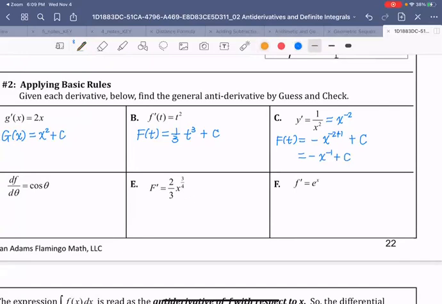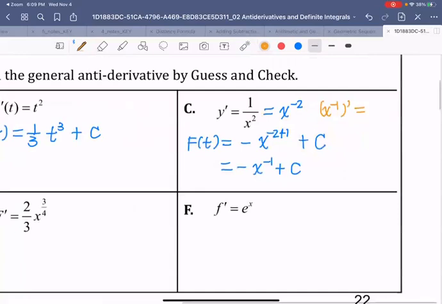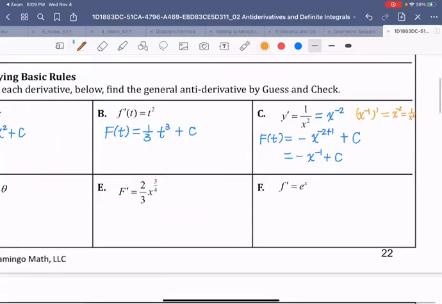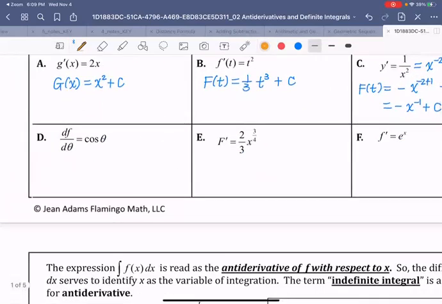We definitely can check. The derivative of x to the power -1, we use the power rule, is -1 times x to the power -2. You see here, this is 1 over x squared. Does that make sense? Okay. Now you can try this.